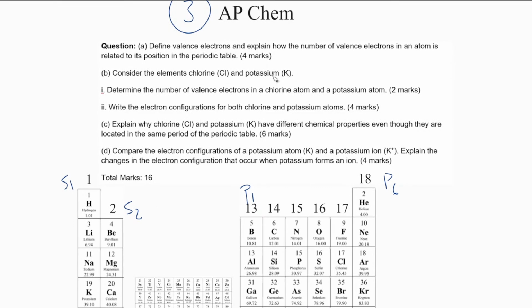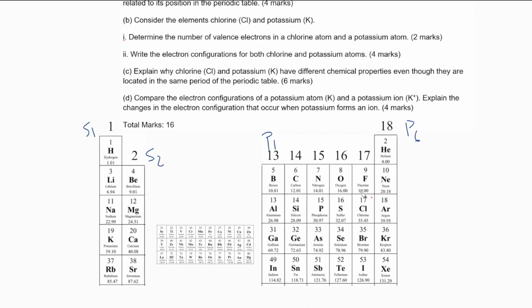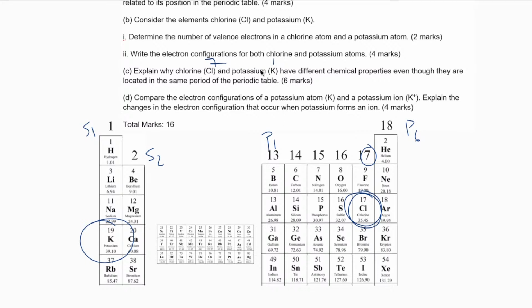So we have Cl and K. Number of valence electrons for chlorine: how many does chlorine have? 7, right? And then potassium right over here, group 1, it has 1. Yeah, so that's the first part.